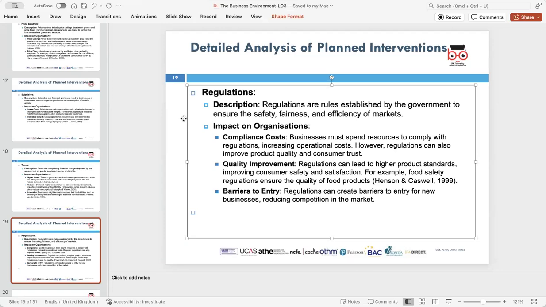Compliance cost: organizations must spend money and resources to comply with regulations. This includes training employees, updating equipment, and ensuring their products meet safety standards. Quality improvement: regulations often require businesses to improve the quality of their products, leading to safer and more reliable goods for consumers.